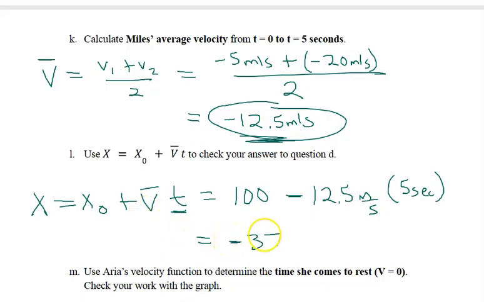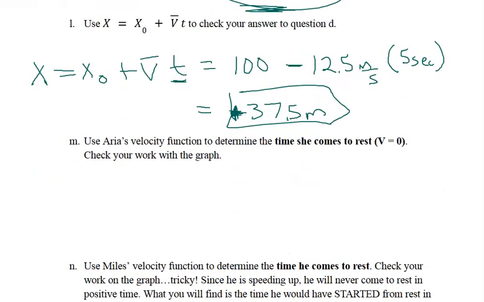Okay, and he didn't go backwards 37.5 meters. He is at the location 37.5 meters. There is not a negative sign there. I have no idea why there's a negative sign in my key. Sorry about that. All right. Moving on.